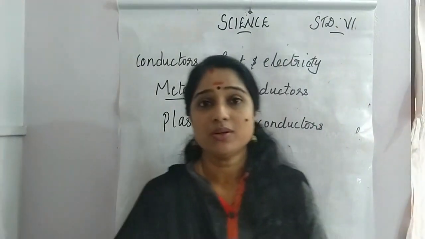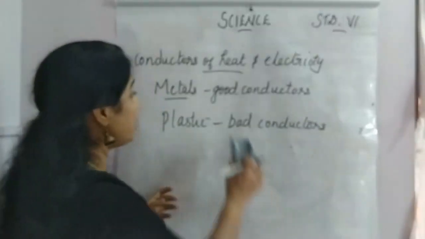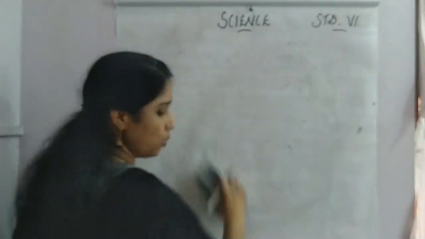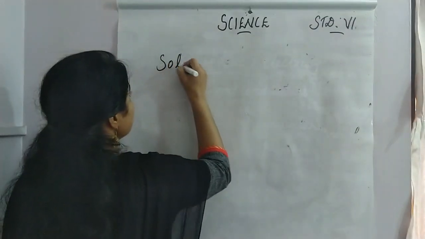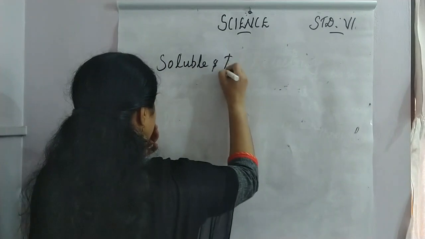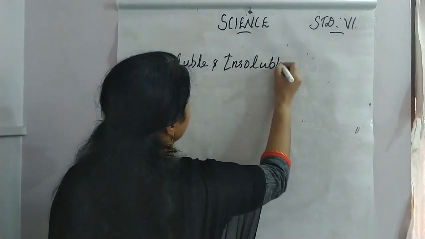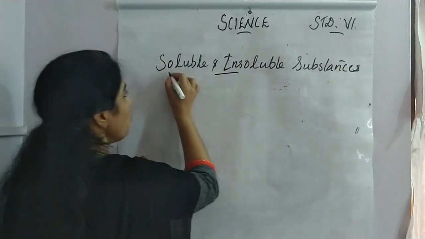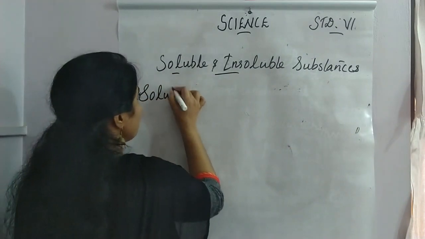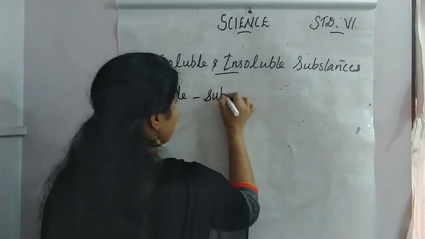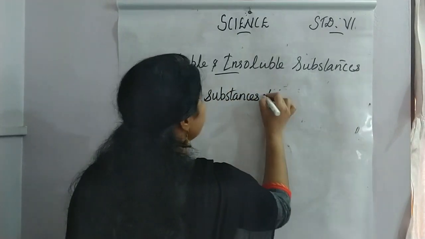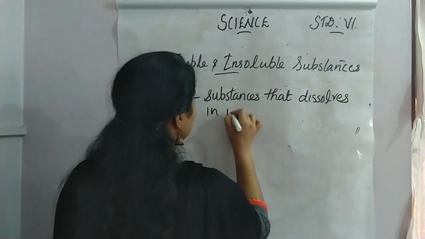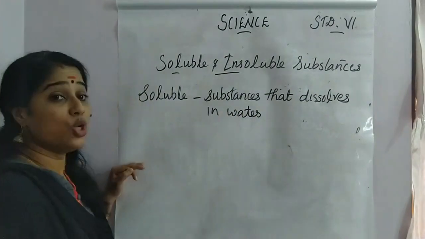Now we can move on to another important property, that is soluble and insoluble substances. When I say this, I hope you can guess what is meant by soluble. What is meant by soluble substances? Substances that dissolve in water are known as soluble substances.